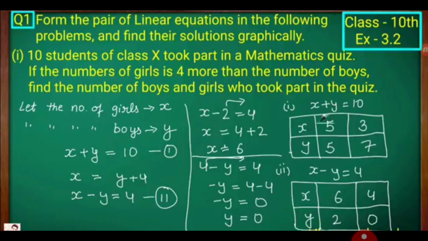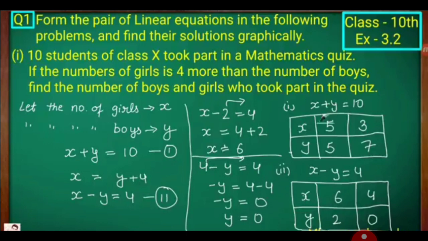As we have solved in the previous exercise, we find at least 2 points, 2 coordinates, from the pair of linear equations. Like I have drawn 2 tables for equation number 1 and for equation number 2 also. So in equation number 1, x plus y is equal to 10. I have taken 2 values, 5 for x and 5 for y, 3 for x and 7 for y. Similarly 6, 2 and 4, 0.